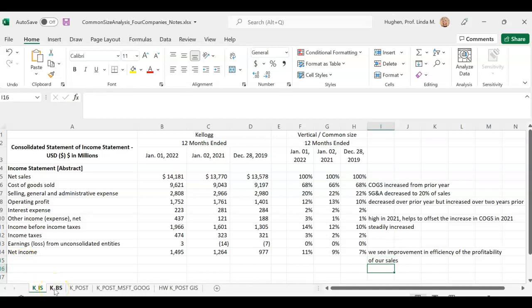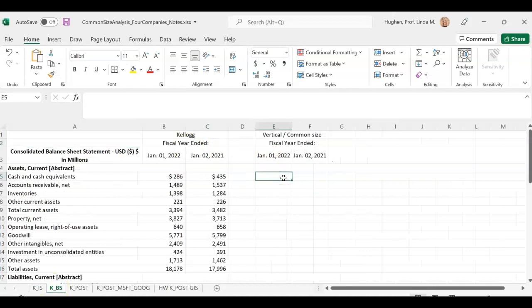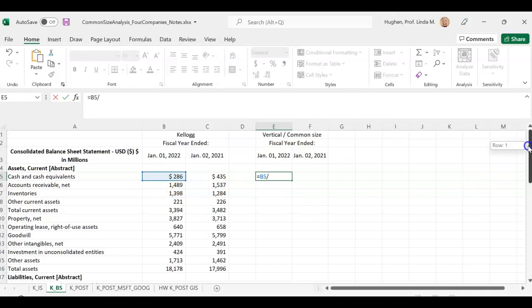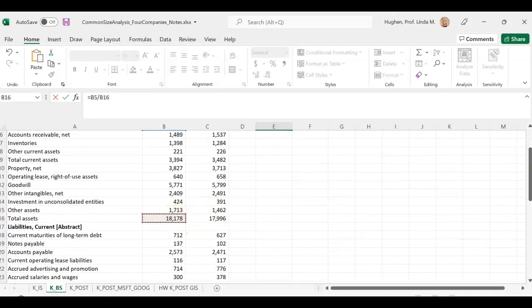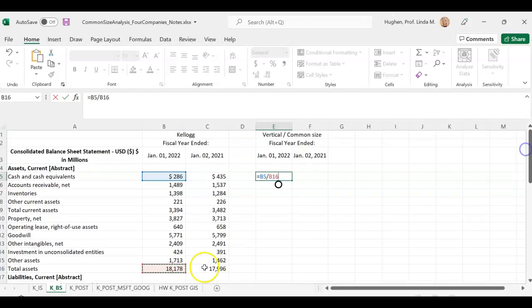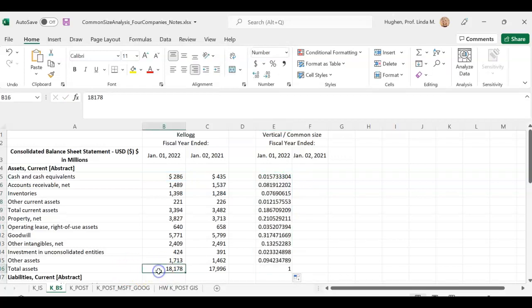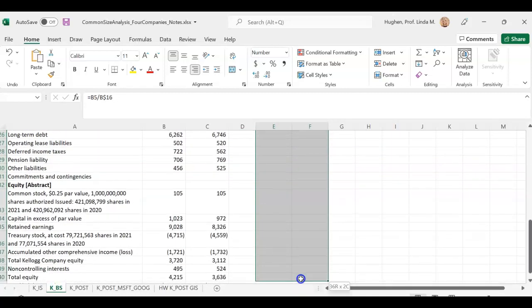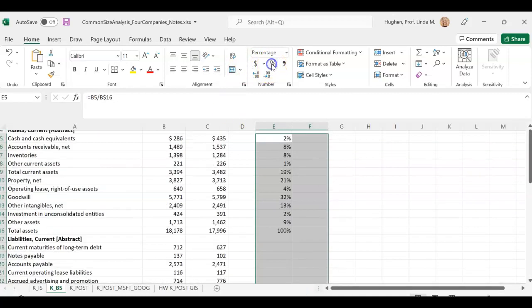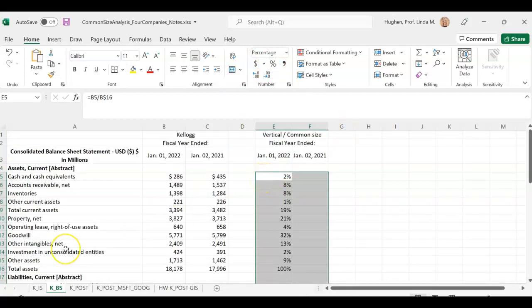Now let's move to Kellogg's balance sheet here. So remember, our equation is going to be each asset divided by total assets. And I want to lock in that total assets as my denominator. I'm going to put this dollar sign so that I can keep that 16 even when I drag down. I still want to see divided by this cell, B16 each time. Format doesn't look very good, so I'm going to change the formatting here to show a percentage. Much better.